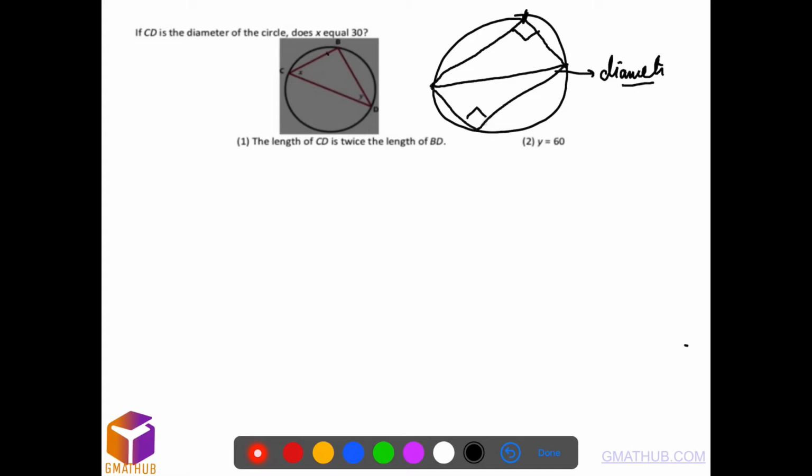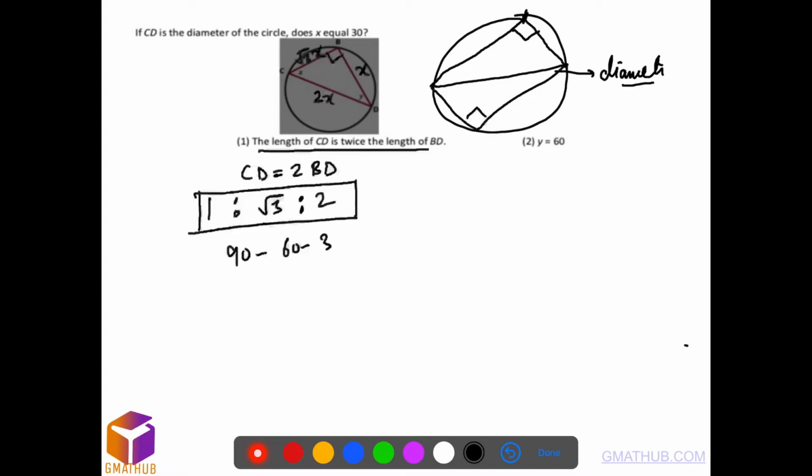So the first statement says CD is equal to twice of BD. So let's say CD is 2x and BD is x. So BC will become root 3x by Pythagoras. So 1 is to root 3 is to 2 is the ratio of the sides, and this happens when the angles are 90, 60, 30. So all the angles are known to me, sufficient.